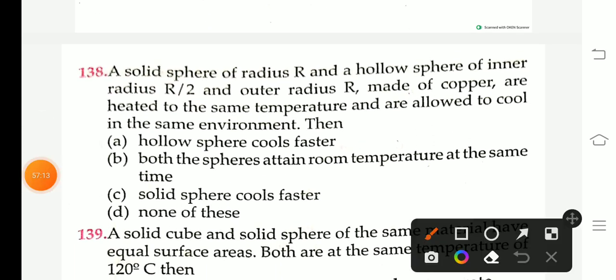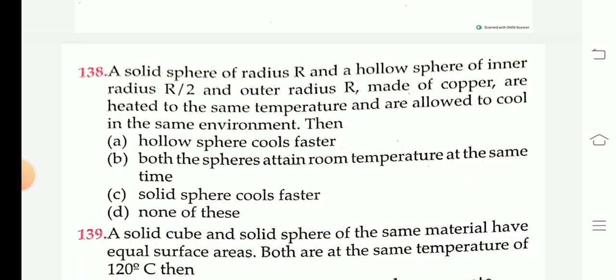Next, a solid sphere of radius r and a hollow sphere of inner radius r by 2 and outer radius r, made of copper, are heated to the same temperature and are allowed to cool in the same environment. Then right answer will be option A. Hollow sphere cools faster.